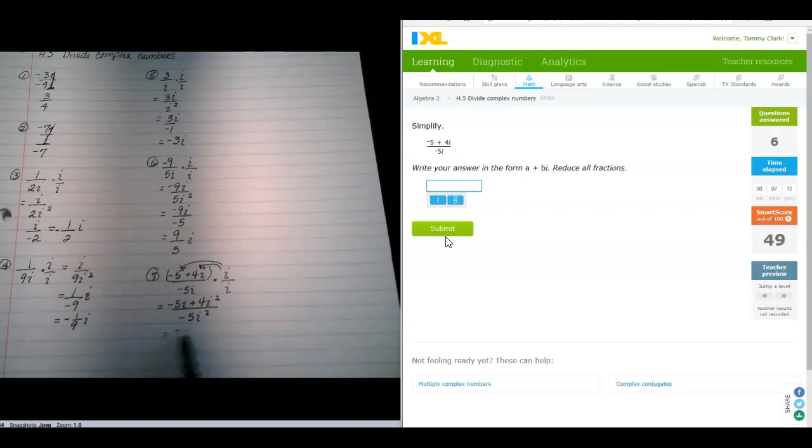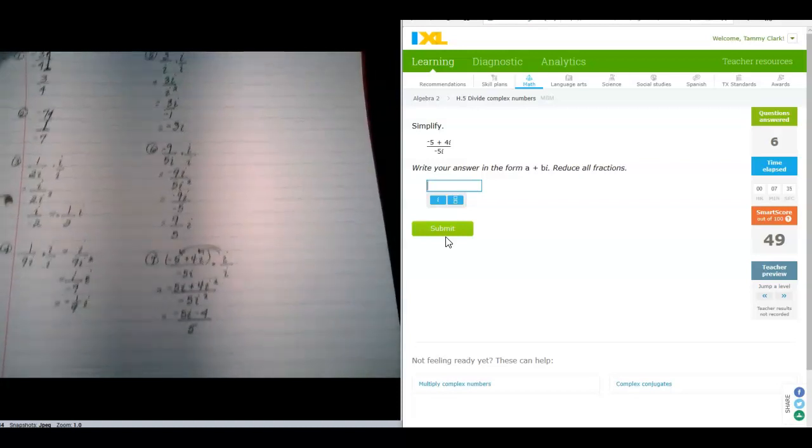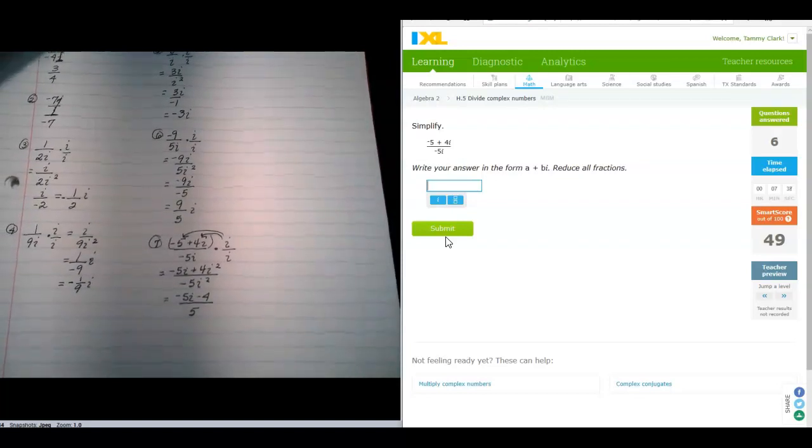So we've got negative 5I. We know that I squared is negative 1. So we're going to say negative 1 times positive 4 is negative 4. Now in the denominator, I've got I squared, which is negative 1. Negative 1 times negative 5 is positive 5. Now you might be tempted to leave it like this. However, you have to remember that you have both an imaginary and a real part. So you have to write this equation as such.